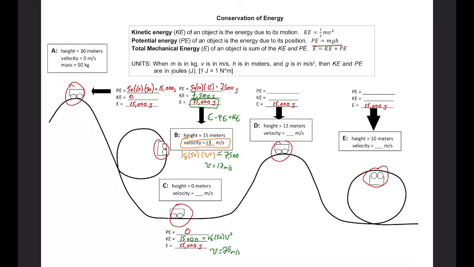Let's repeat that for locations D and E, and then we'll compare answers. Pause and try it out. All right, and here we get a speed of 20. Good. You can try out energy conservation on some different problems and see how you do.